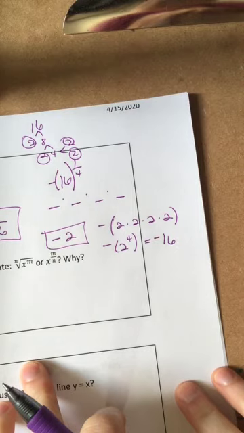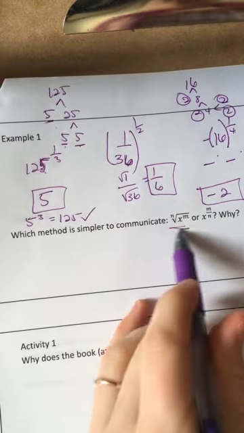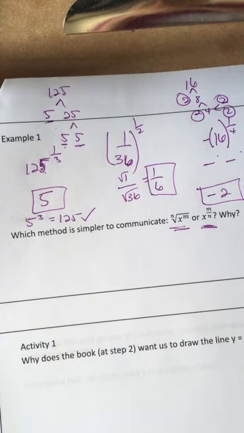All right, which method is simpler to communicate? This one that uses a radical sign or this one with an exponent? Please explain to yourself and to me why. Pause it, answer it out. The more you write and reflect, the more it's going to get stuck in your brain. So make meaning with yourself.